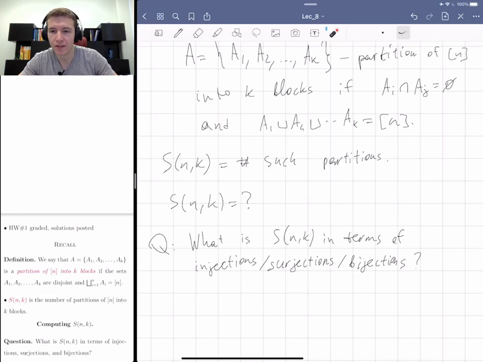Any function with k equivalence classes or something like that. Okay, function with k equivalence classes. That's pretty close, I would say. It is sort of true that these partitions into k blocks count some kind of equivalence relations on bracket n with k equivalence classes. That's correct. So how do you express these equivalence classes in terms of surjections from bracket n to bracket k?